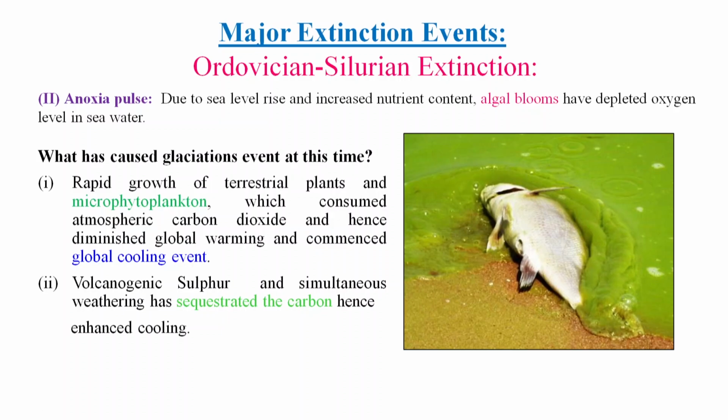So what caused this glaciation event at this time? The understanding so far is that rapid growth of terrestrial plants and microphytoplankton consumed atmospheric carbon dioxide and hence diminished the global warming and commenced global cooling cycles. Volcanogenic sulfur from volcanic activities and simultaneous weathering sequestered the carbon, hence enhancing the cooling. So it obviously led to the death, or the mass extinction, of several species.